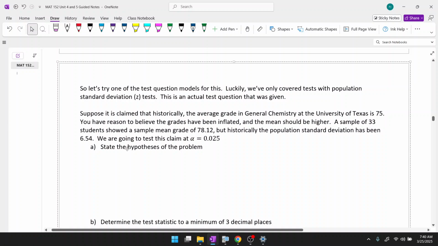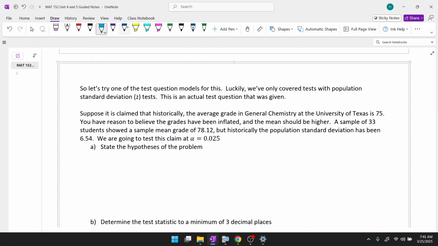So what we're going to do here is an actual test question that I've asked in the past. It is claimed that historically the average grade in general chemistry at the University of Texas is a 75. You have reason to believe that grades have been inflated and the mean should actually be higher than that. So we have a sample of 33 students showing a mean grade of 78.12, and historically you have a population standard deviation.